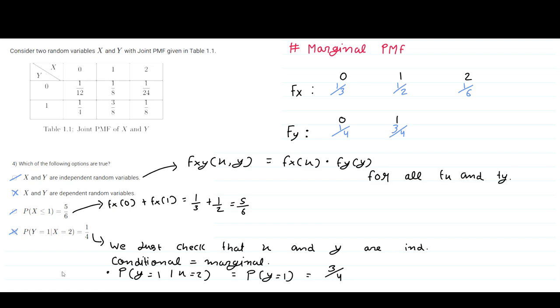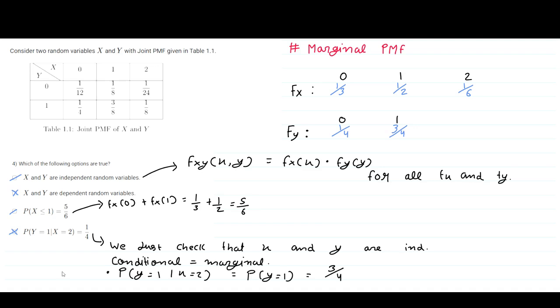Similarly, I have calculated the marginal of all other values. You can pause the video and do it yourself first and then match it. Now, let us check whether all the joint are the product of their marginals or not. Suppose we do for fxy of 1, 1, then the marginal of fx1 is basically 1 by 2 and marginal of fy1 is basically 3 by 4, so its product is 3 by 8, which is the same as the given joint. So, this joint passes the criteria for independence.